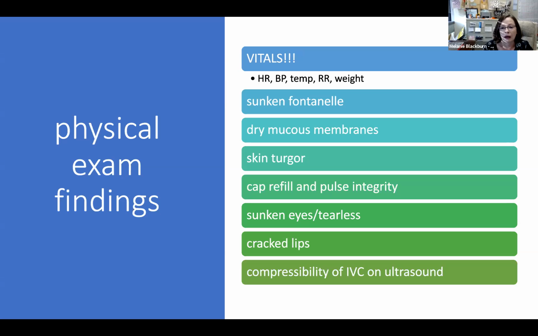So for our babies that have open fontanelles, remember to evaluate their fontanelle. And oftentimes when they're dehydrated, they will have a sunken fontanelle. So remember to include that in your physical exam findings. Dry mucous membranes are really important to look for.